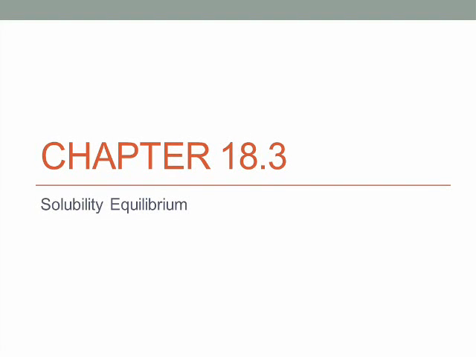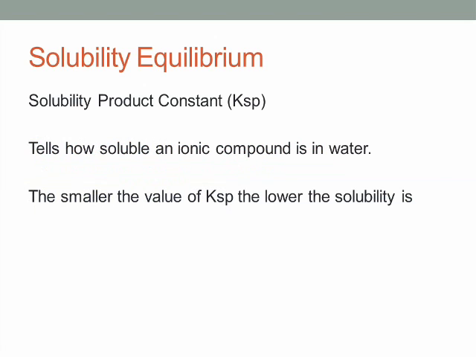Solubility equilibrium. We're going to look at the solubility product concept. What is solubility? Solubility is how well something will dissolve in water. If something dissolves a lot or completely in a liquid, it's very soluble. If it doesn't dissolve much, it's not soluble. So this constant will tell us how soluble an ionic compound is in water.